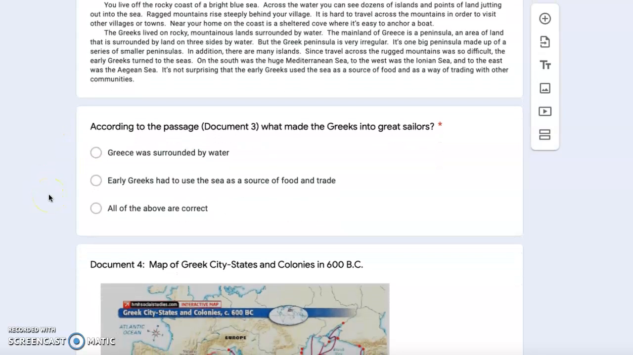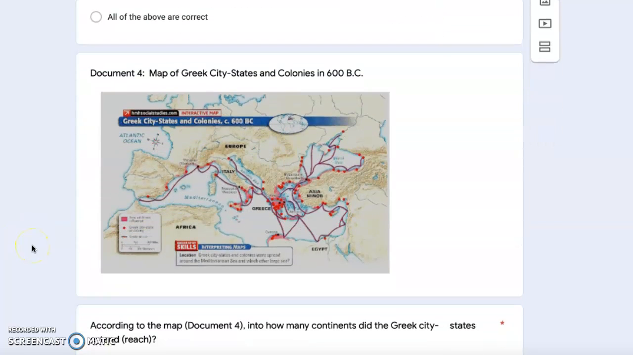According to the passage, document 3, what made the Greeks into great sailors? Greece was surrounded by water. Early Greeks had to use the sea as a source of food and trade. Or all of the above are correct.